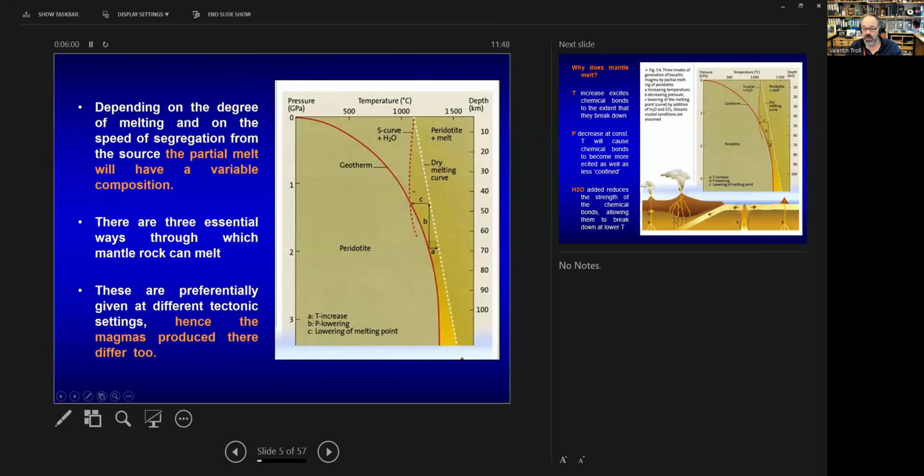Or the last option here is we can actually lower the melting point by adding another component. So if we add, for example, water here, then we have a wet curve, and the wet curve, the red one here, will also allow the mantle to melt. Having mentioned the decompression, I should add that this is what we actually see when plates are rifting, when plates are spreading, there's decompression. Material can rise up and can then melt.